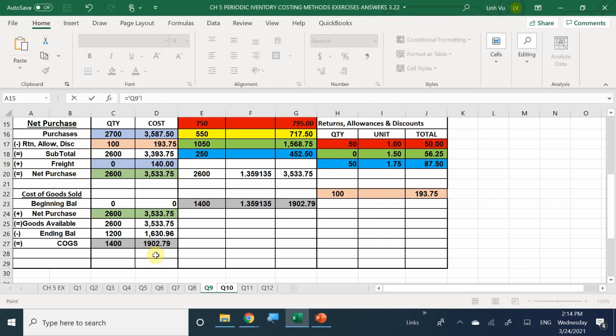So we're doing the inventory, right? Ending inventory, yes. 1630.96.